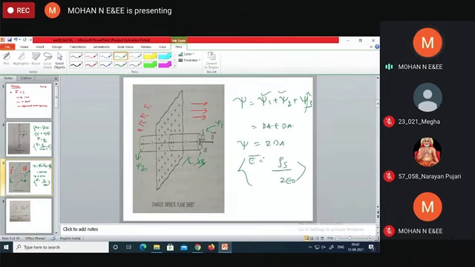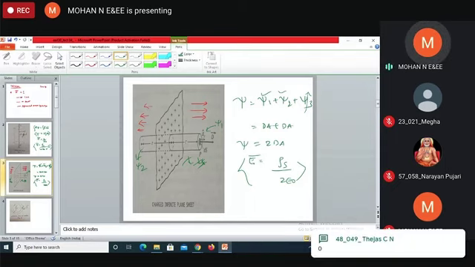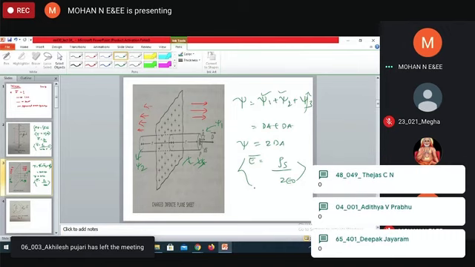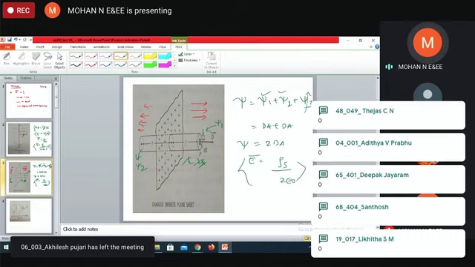If it is clear for you, you can type 0 on the chat box, and I'll move on. This is what we have derived. I'm discussing what we have derived so far. Yes. So now we shall move on.